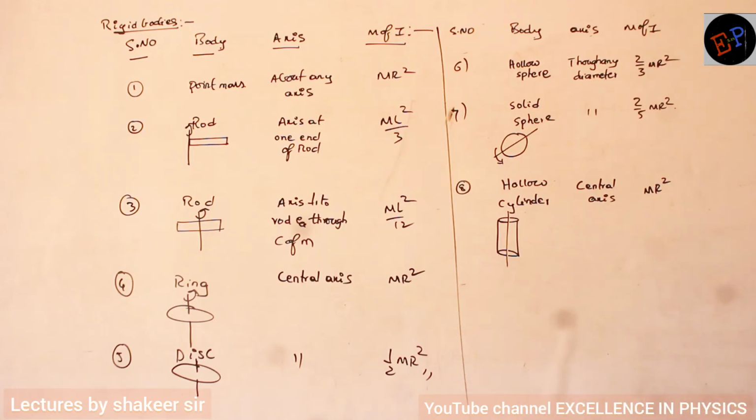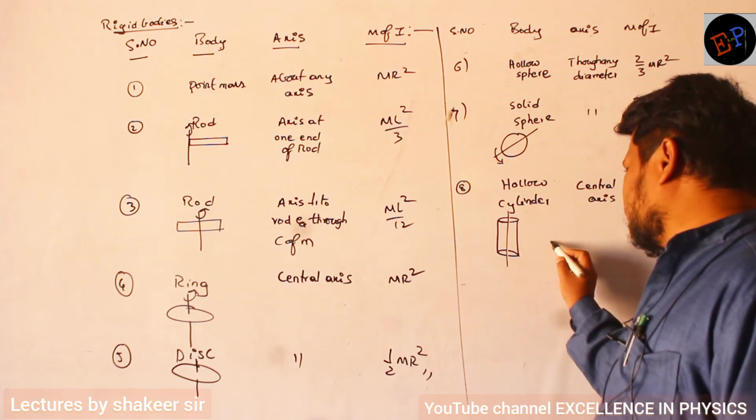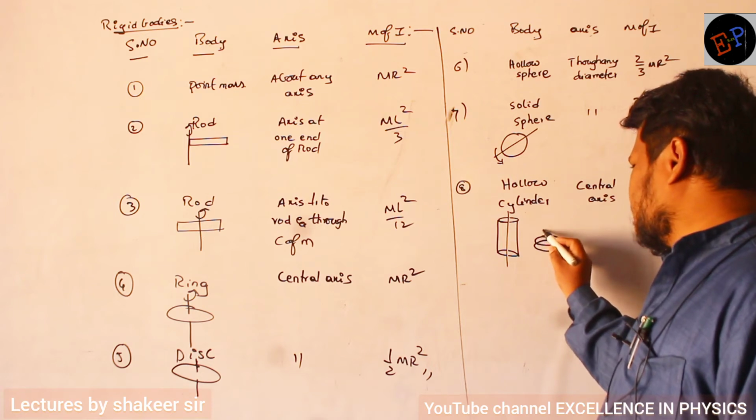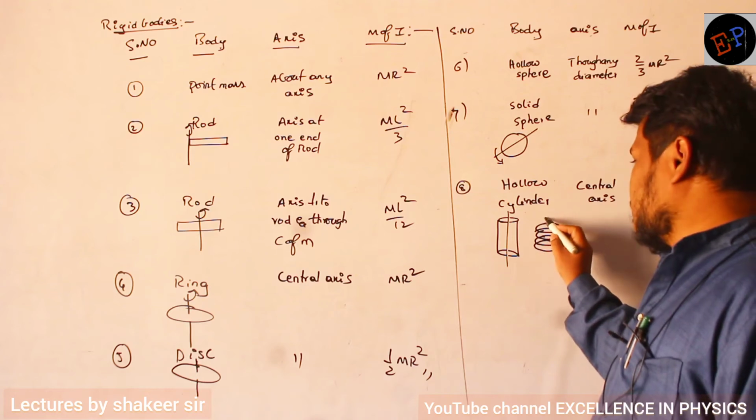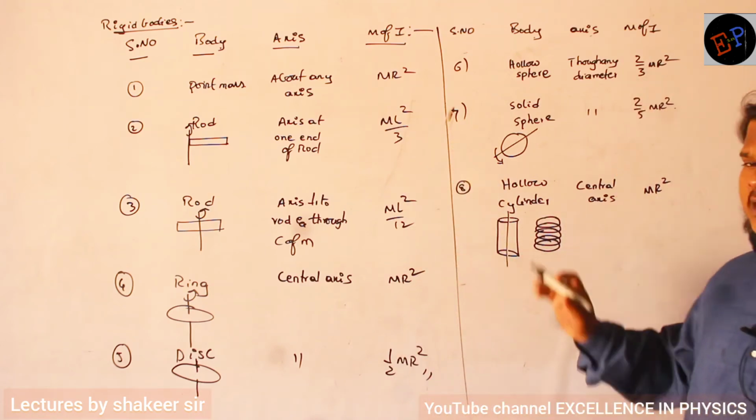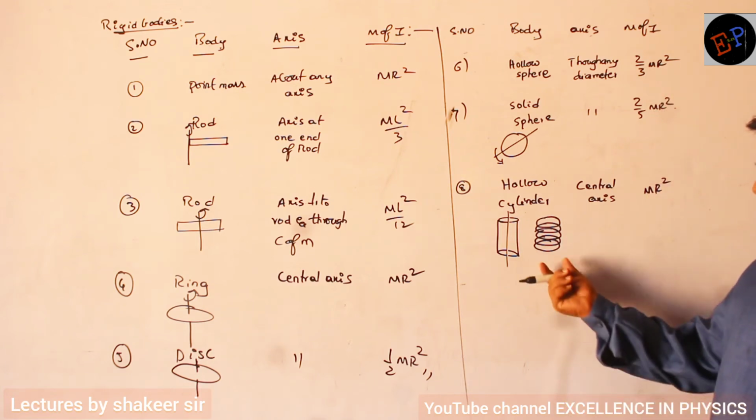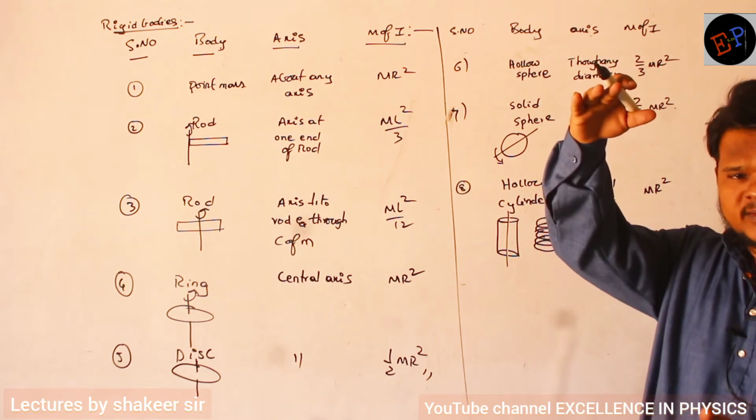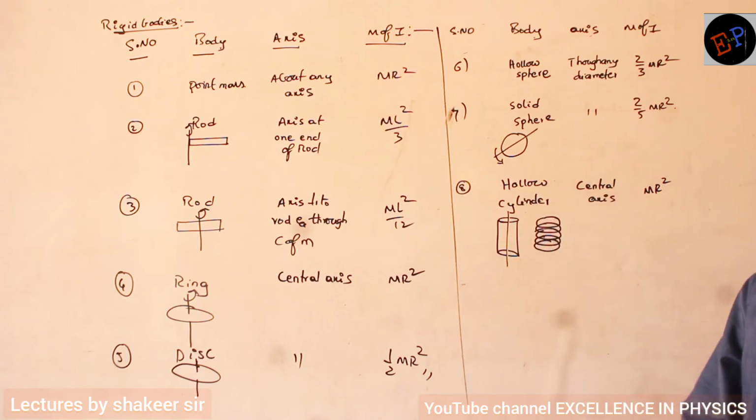How can we justify this reason? What is a hollow cylinder? You take one ring, on this ring you place one more ring, on this ring you place one more ring, on this one you place one more ring. If you are placing 100 rings one above the other, it will become a hollow cylinder only, no? Understood? We took one ring, ring on ring, ring on ring, placing 100 rings, it becomes a hollow cylinder.